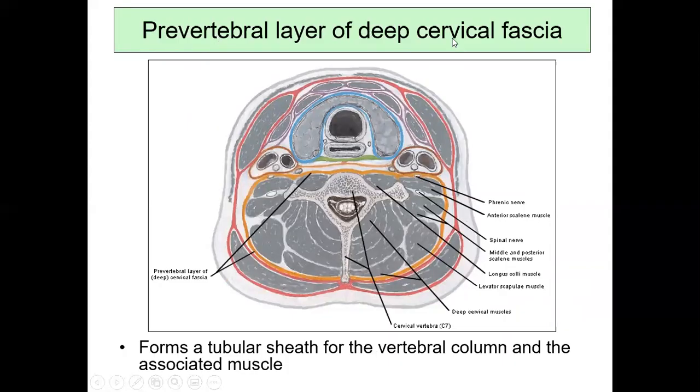The prevertebral layer of the deep cervical fascia also forms a tubular sheet for the vertebral column. So this is the vertebral column at the back, and also the muscles. It encloses these muscles, the back muscles.